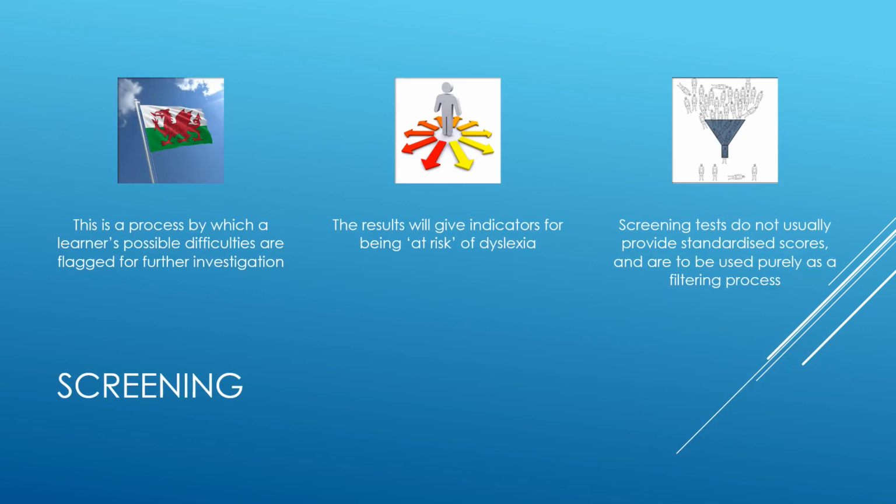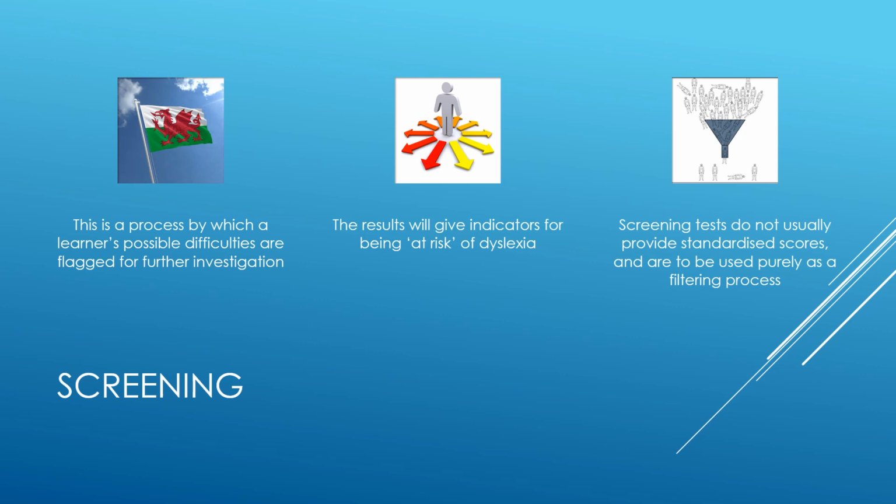So screening is a process where the learner's possible difficulties can be flagged up for further investigation. It will give a quick indicator of maybe being at risk of dyslexia, but we have to be very, very mindful that screening tests don't usually provide accurate standardized scores. They're also being used as a filtering process. Now, if you have a look at the image at the top right, you'll see that when you are filtering through, sometimes some people can slip through the net.